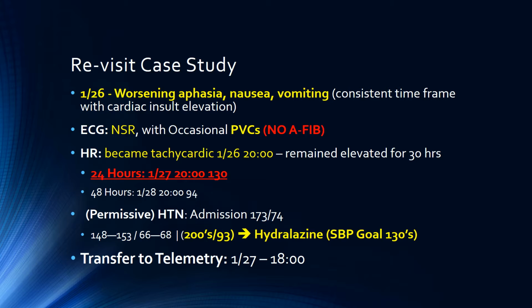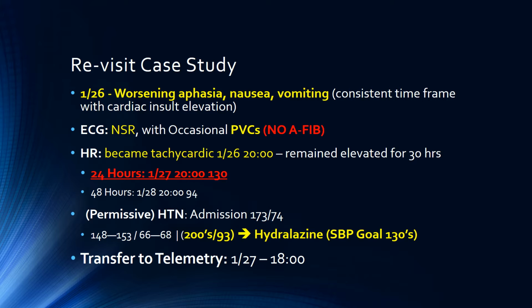And then within that 48 hours, she also had permissive hypertension. So for those who are not familiar with this term, if there's a block in the river, then they will allow the river to flow a little bit faster for some time post insult, allowing the vasculature to kind of clear itself, and then they provided her with hydralazine with a goal of reducing her systolic blood pressure down to 130s. She was then transferred to the telemetry unit due to these changes in her hemodynamics.